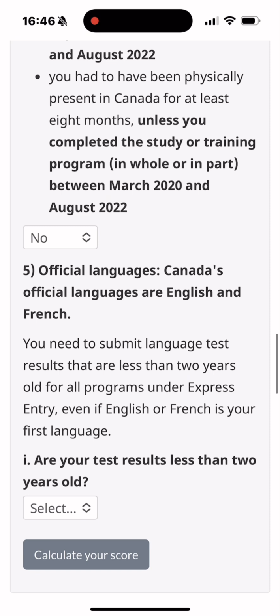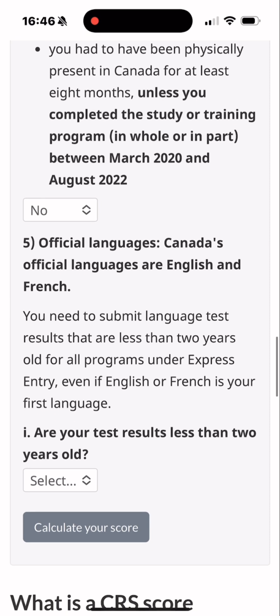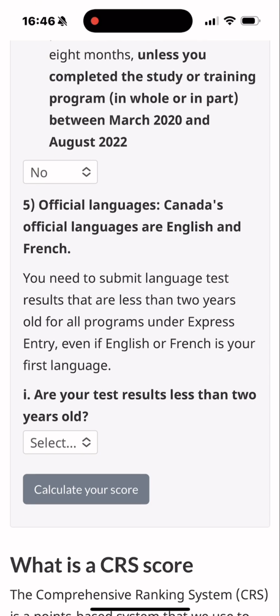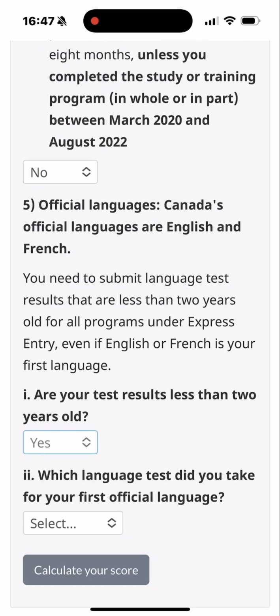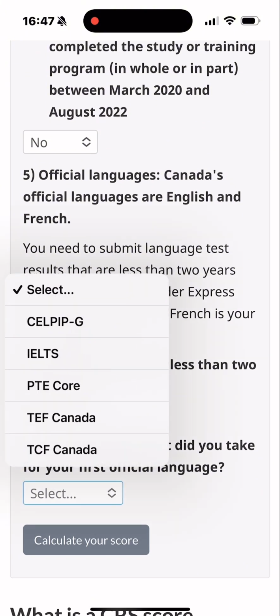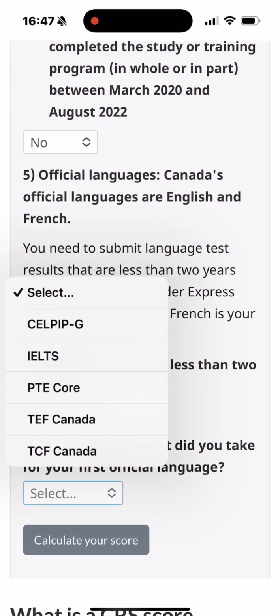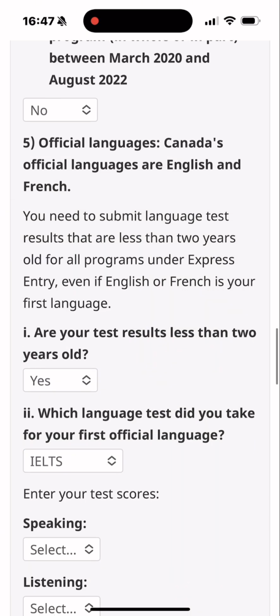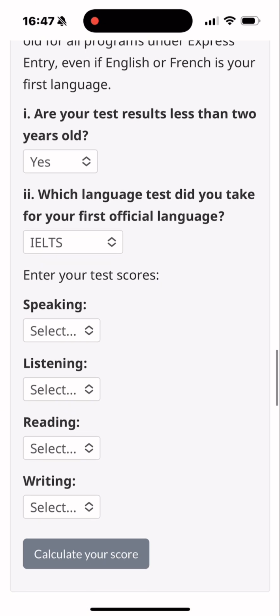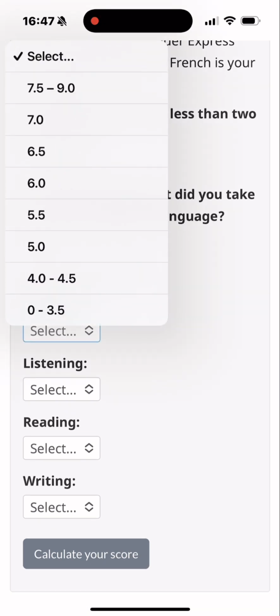Then for official language, Canada's official languages are English and French, so you are required to write an English language test. There are different tests, like the IELTS and the CELPIP, but the common one is the general IELTS. So I just put IELTS, just for the purpose of this, putting the common test results people use. Then it asks for your results.